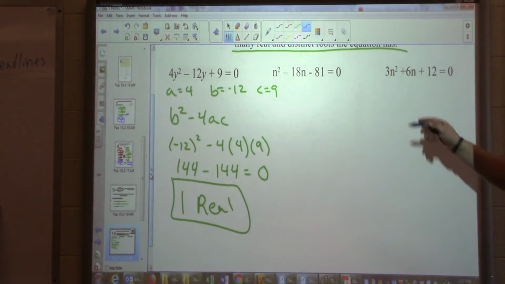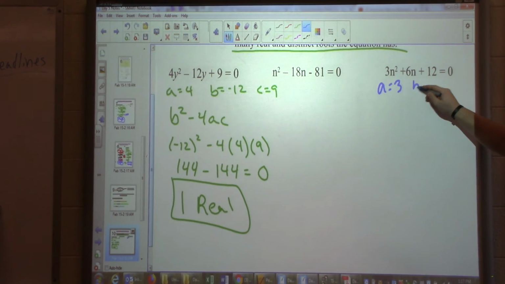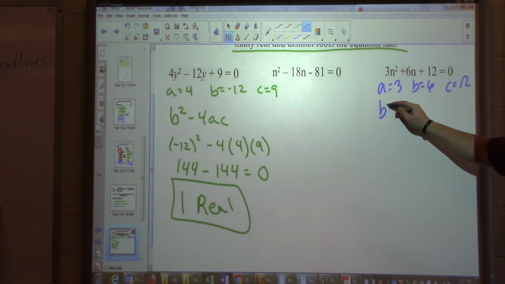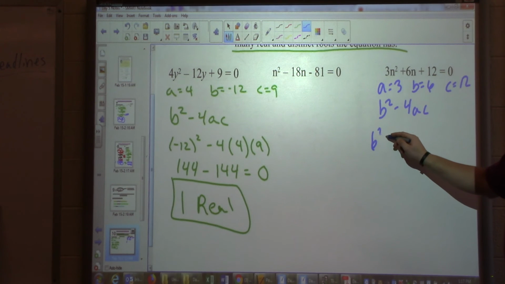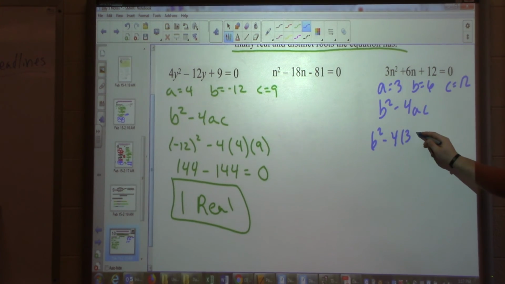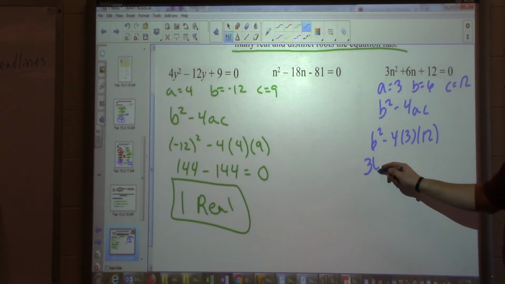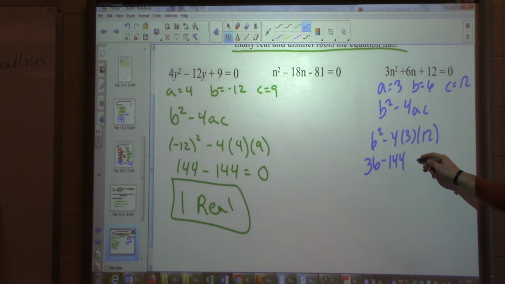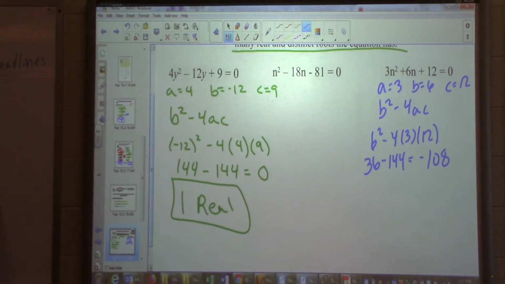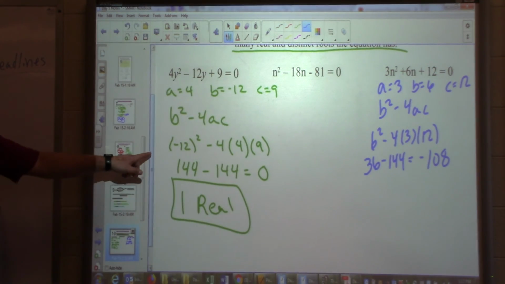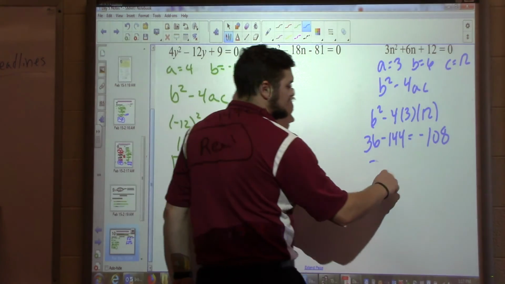Let's do the last one. A equals 3, B equals 6, C equals 12. Remember, all I want is the discriminant, b squared minus 4ac. 6 squared minus 4 times 3 times 12. So 36 minus 144 gives me negative 108. So Caden, what type of solutions am I going to get if I have negative 108? Two complex solutions.